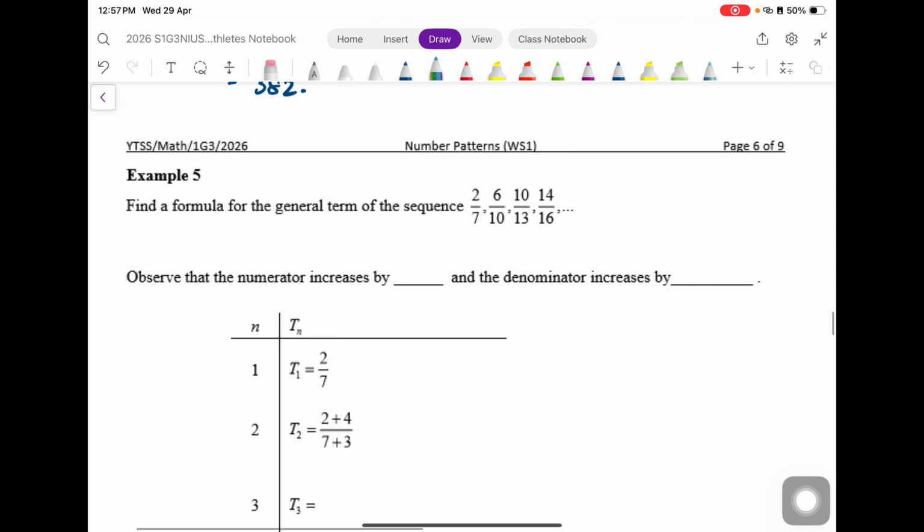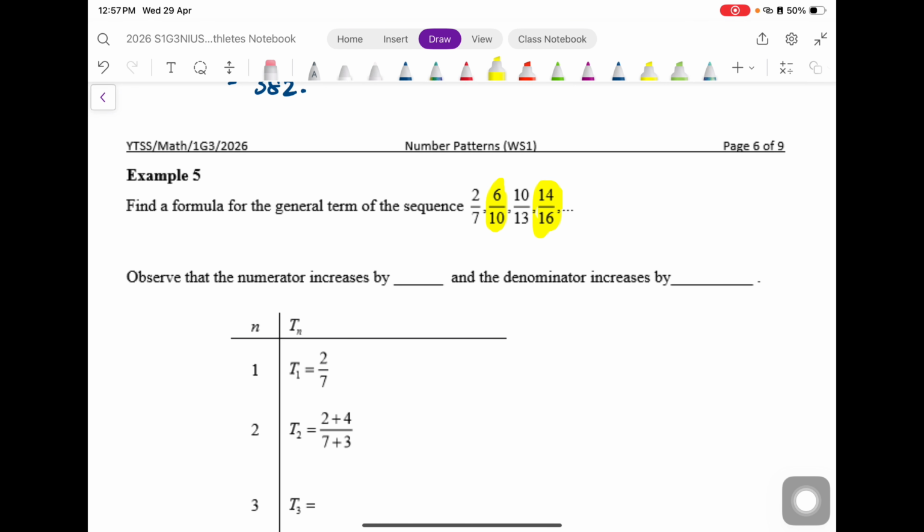Now for example 5. Find a formula for the general term of the sequence 2 over 7, 6 over 10, 10 over 13, 14 over 16. Now, the question here never went and simplified the fraction for you. So that means this is a clue. So we must go and find out what the clue is.